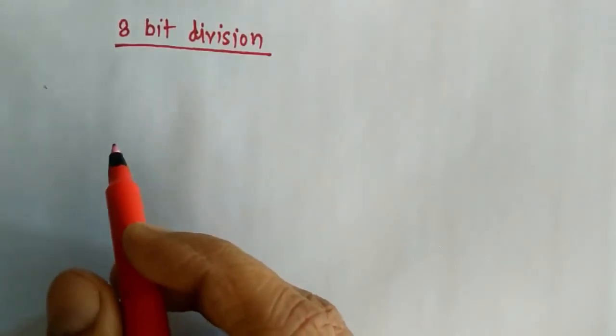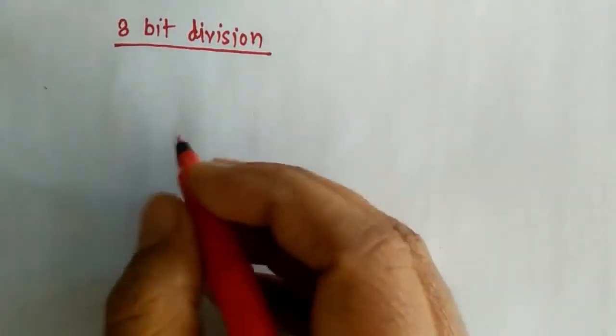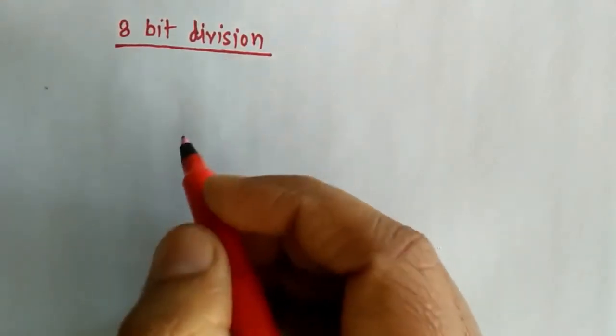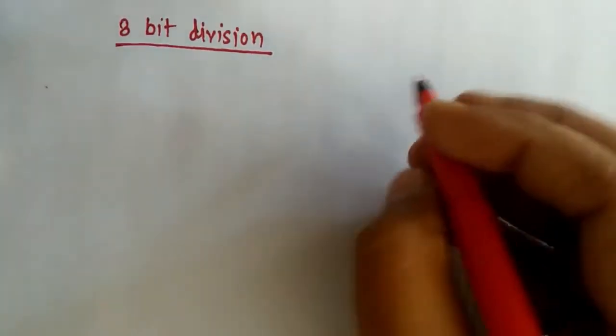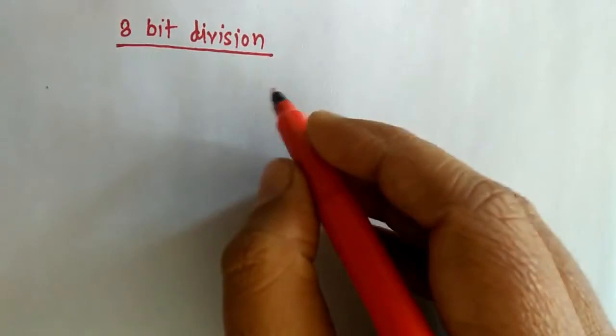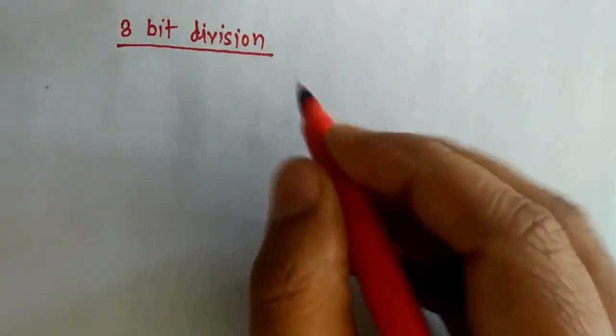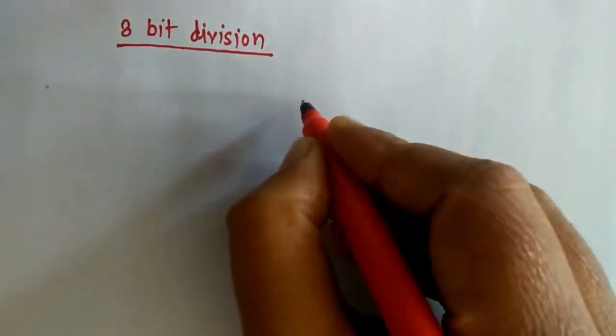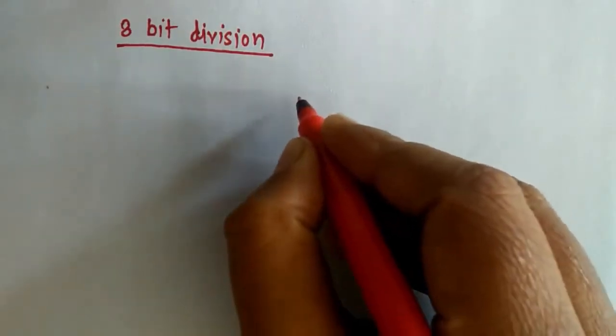Hello friends, in today's video we are going to write a program for 8-bit division. So let's first see an example of how this process is done in the 8085 microprocessor. Assume right now I am taking decimal numbers.